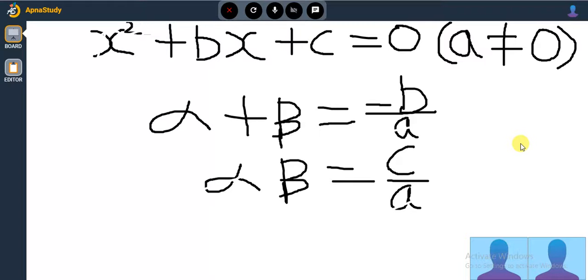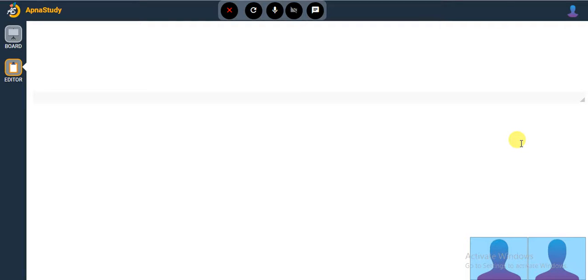In quadratic equations, we have something called the roots. The roots are nothing but those values of x which would solve the equation. Let's say we have an equation 2x squared plus 8x plus 8 is equal to 0.